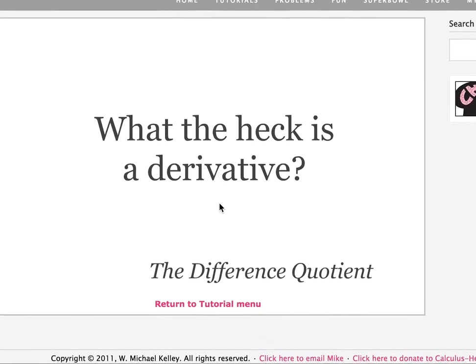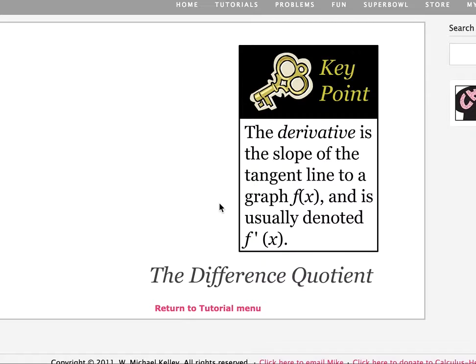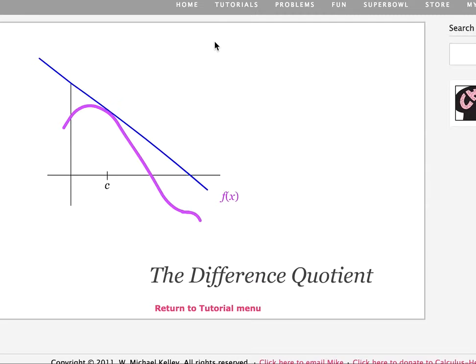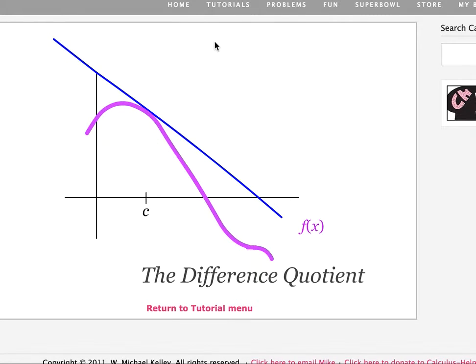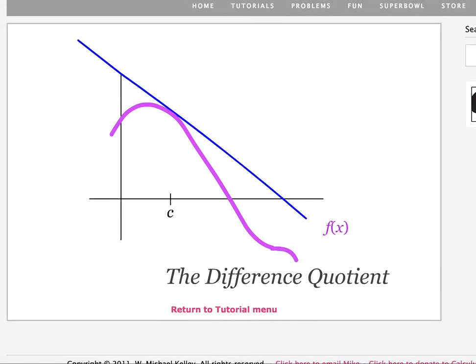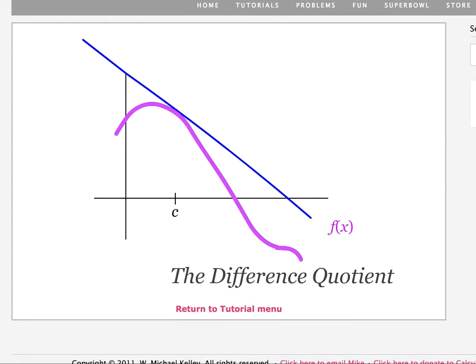Before we get started, we need to answer one question. What is a derivative? Well, in calculus, the derivative is the slope of the tangent line to a graph. For instance, here's a graph, f of x. The point c that I've noted. The tangent to f at x equals c would look like this. In essence, a tangent line is just a line that touches the graph once at that point. Sort of like a pencil resting there.